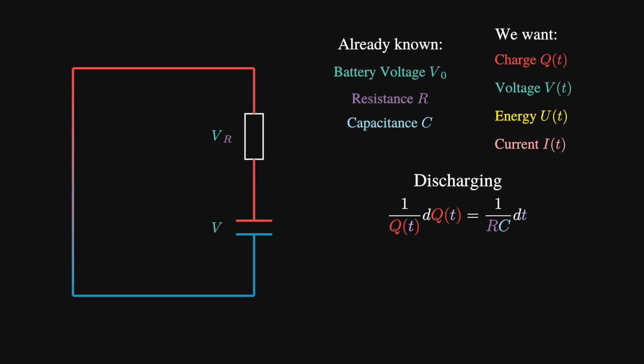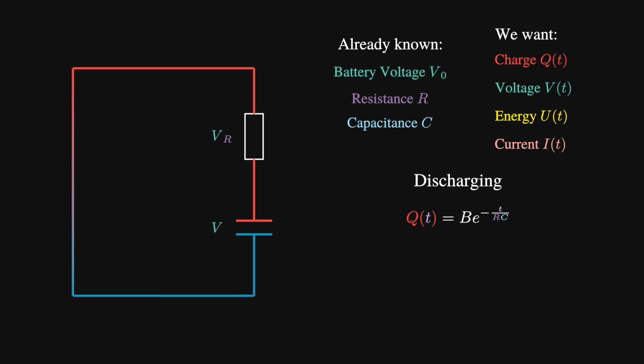You can probably already see where this is going. Integrating both sides gives us the natural log of Q equals minus t over RC plus a constant A. Taking the exponent of both sides, we get Q equals e to the minus t over RC times e to the constant A, which we'll rewrite as a constant B times the exponential.